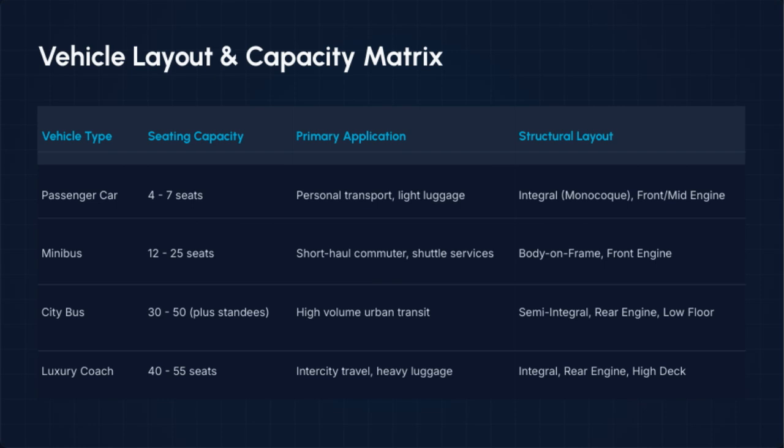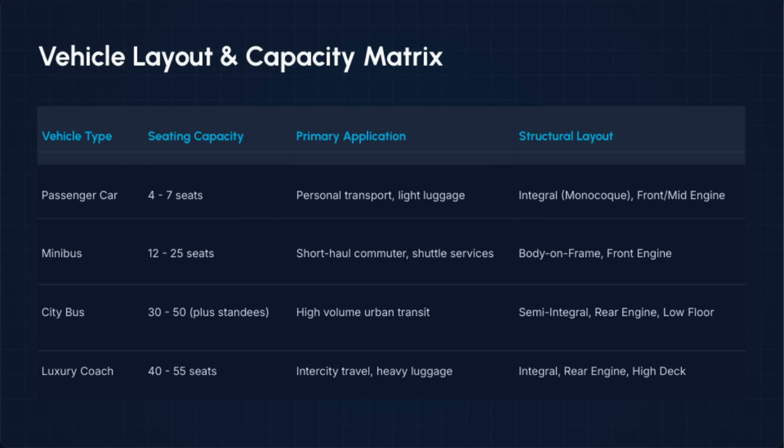Here, we see different types of vehicles categorized by their seating capacity, primary application, and structural layout. Starting with the passenger car, which typically seats between 4 and 7 people. These are mainly used for personal transport or carrying light luggage, making them ideal for everyday use. Structurally, they usually feature an integral, or monocoque, design with the engine placed at the front or midsection.